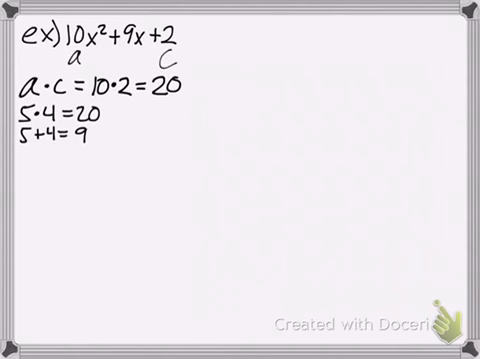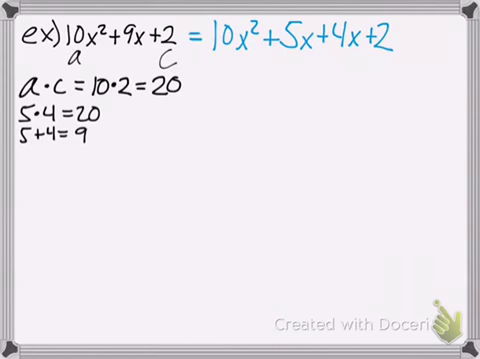So your next step is what I call the splitting step. What you're going to do is take the middle term, the bx term, which is 9x, and you're going to split it into those two factors that add up to make 9. And those two numbers are 5 and 4. So you're really just going to rewrite the entire problem, but you're going to split the middle term into the two numbers that would add to make it. So that would be 5 and 4 in this case.